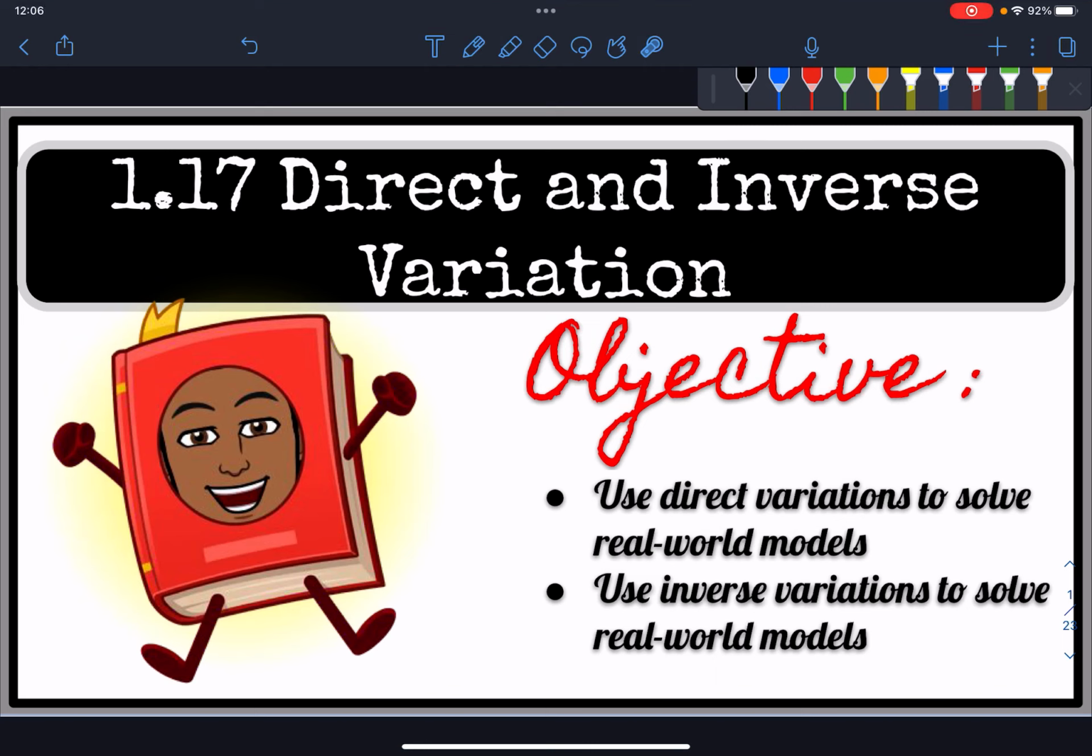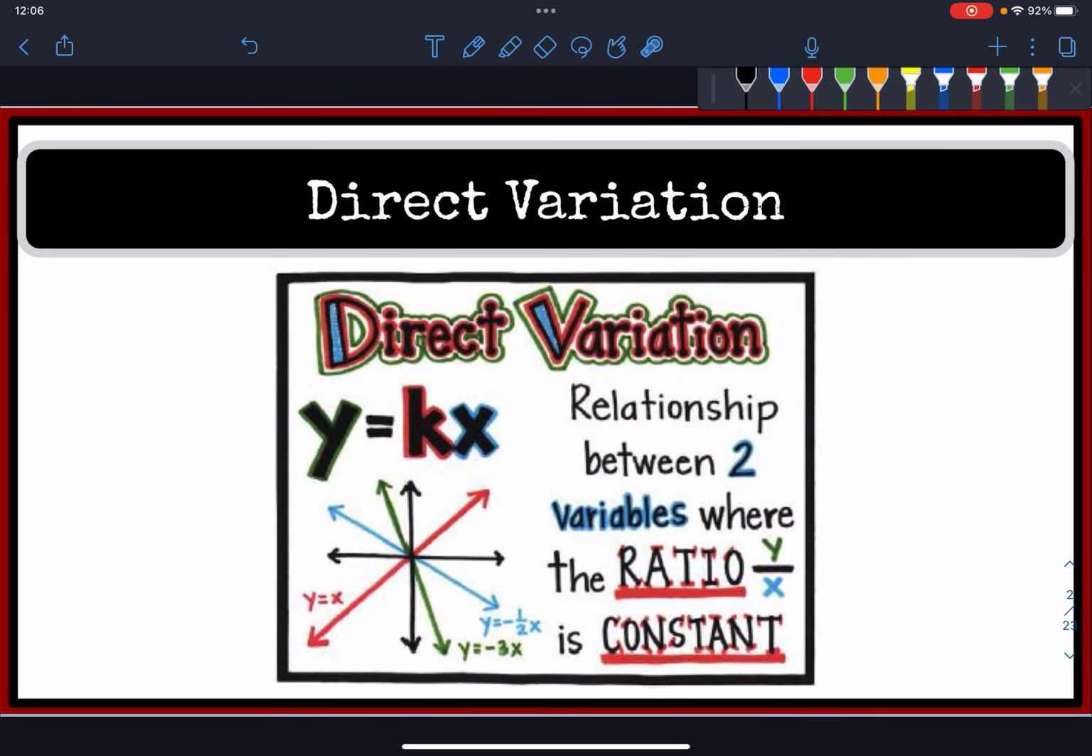In lesson 1.17, you'll learn to use direct variations to solve real-world models as well as inverse variations. Let's begin with what a direct variation is. A direct variation is simply the relationship between two variables where the ratio is going to be constant. Y over X is going to be constant.